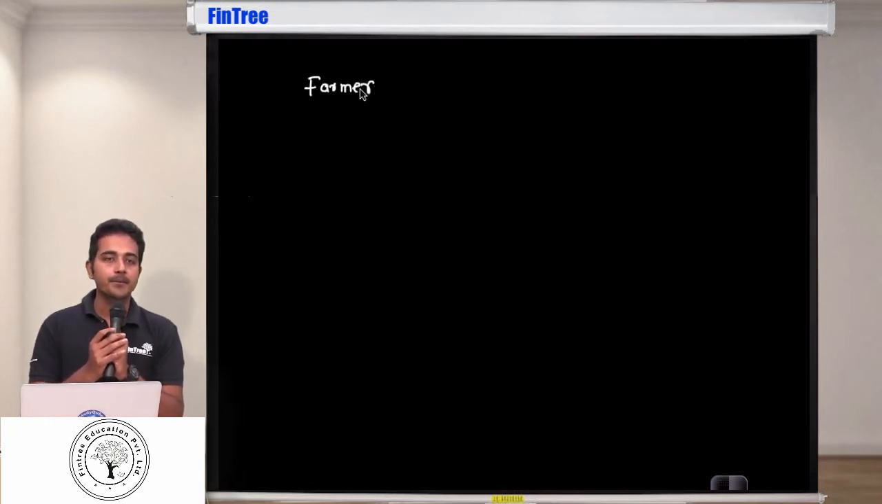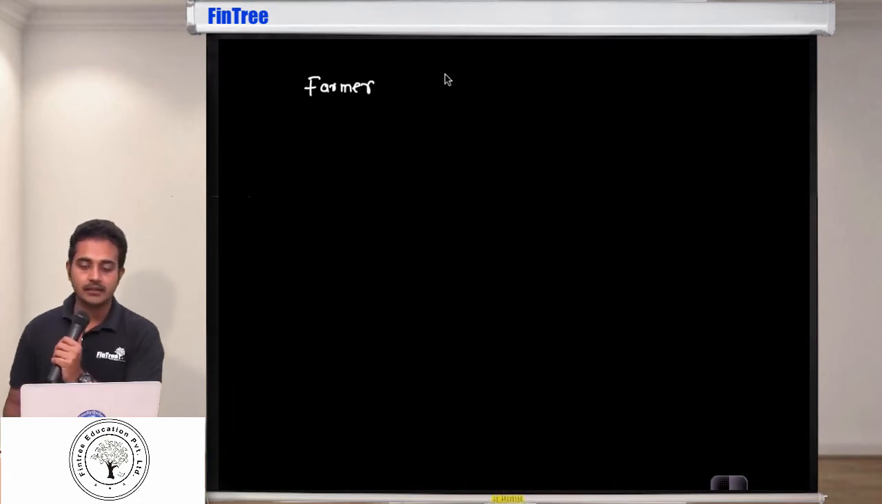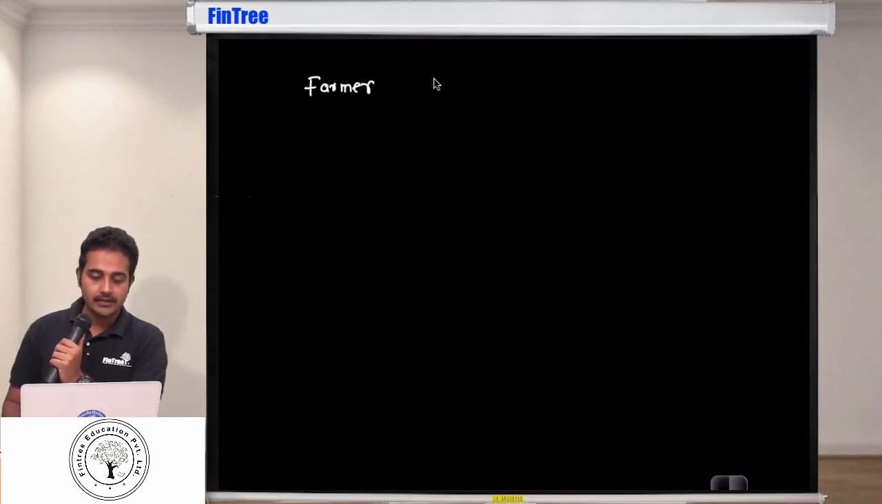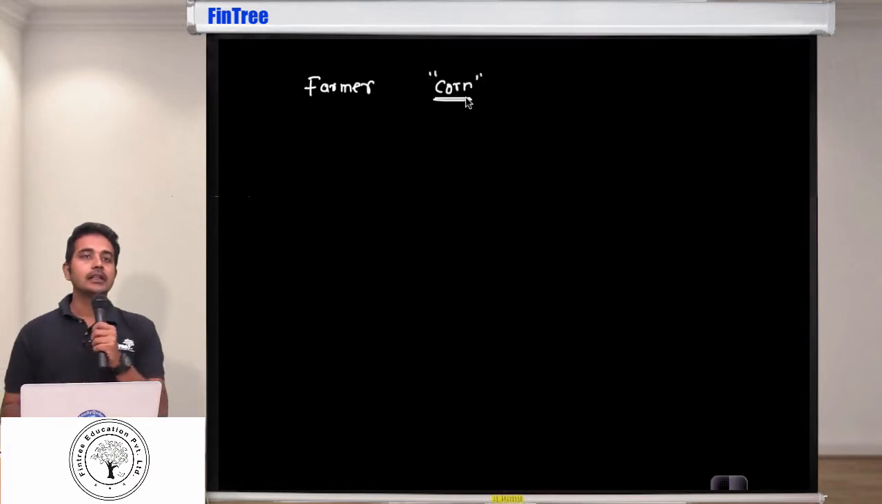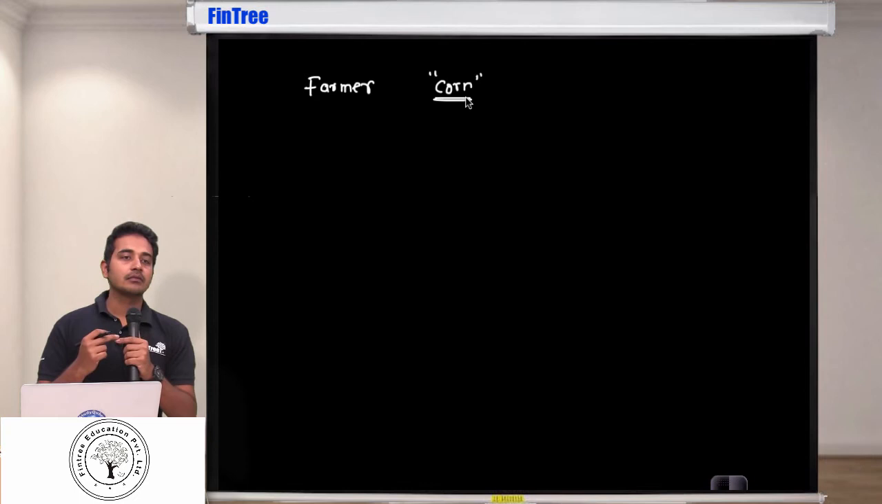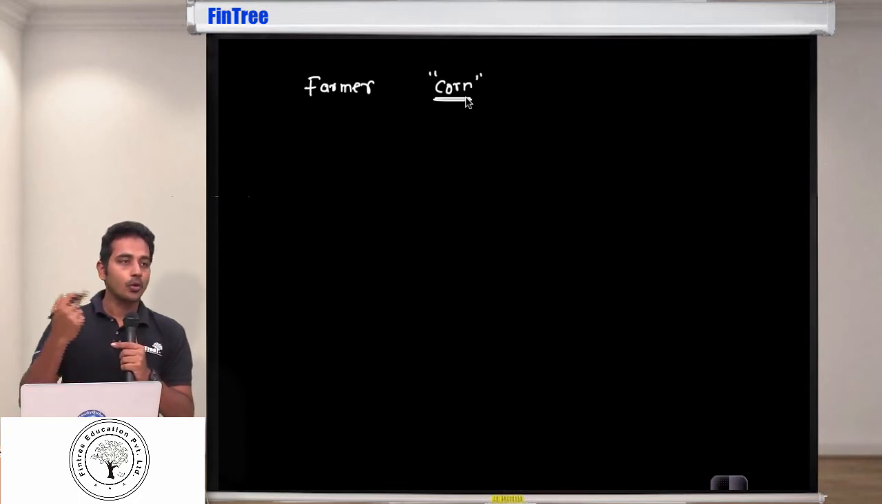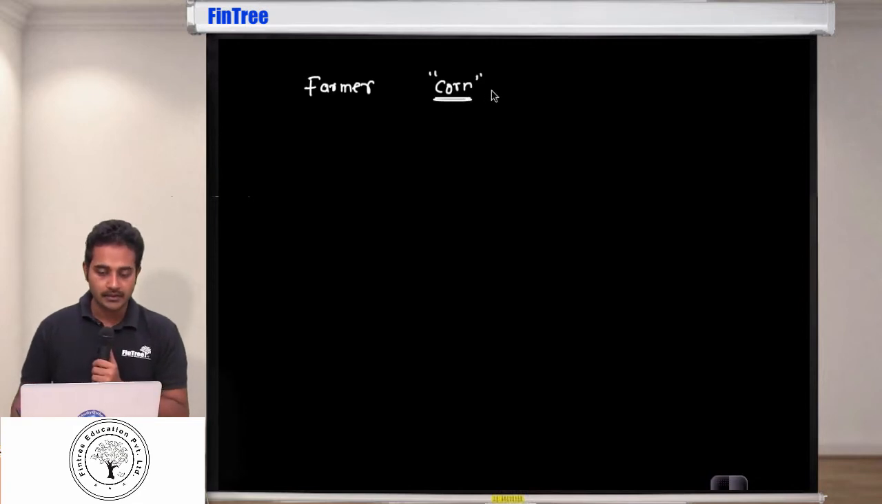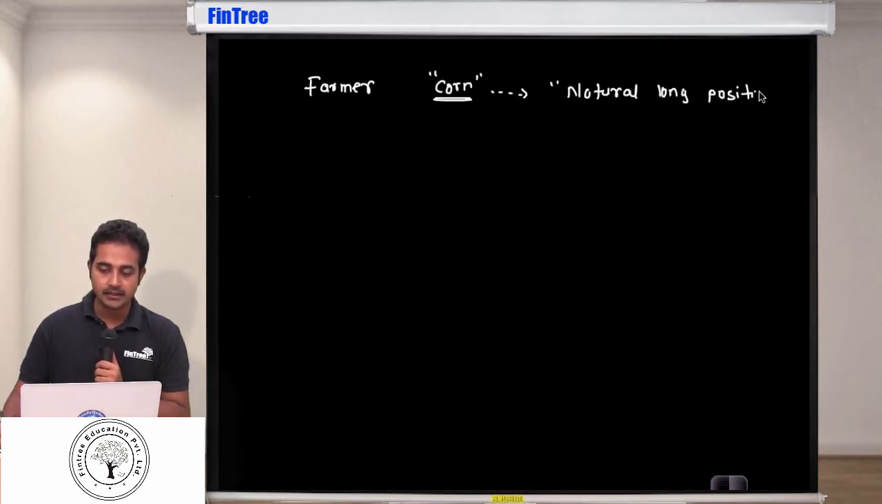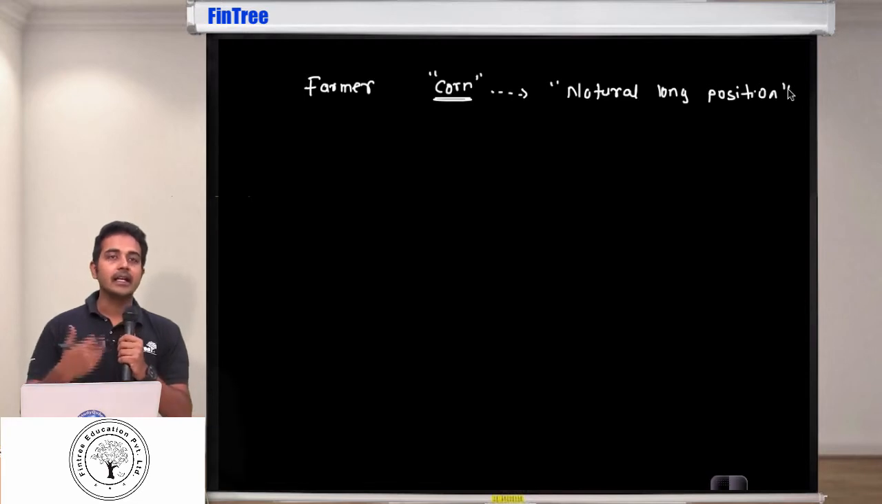Do you agree? So imagine a farmer has a particular commodity, let us say corn. If he's the producer of corn, he will expect that prices of the corn should go up. And when he is expecting that prices of corn should go up, that means he has a natural long position. So why are we calling this natural? Because he has not purchased them. That position is inherent to the nature of the business that he is doing.